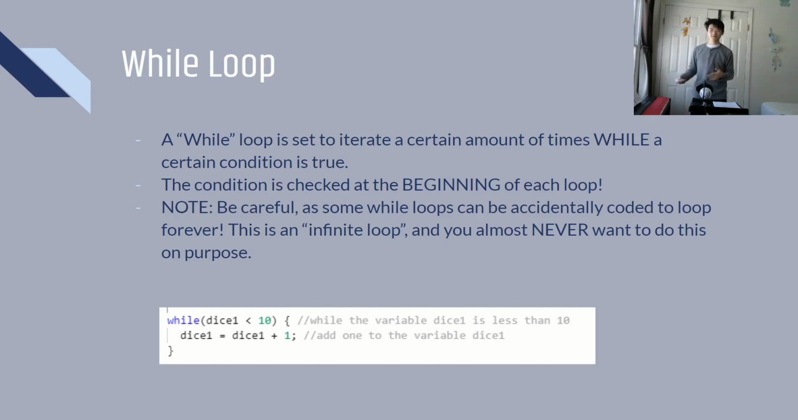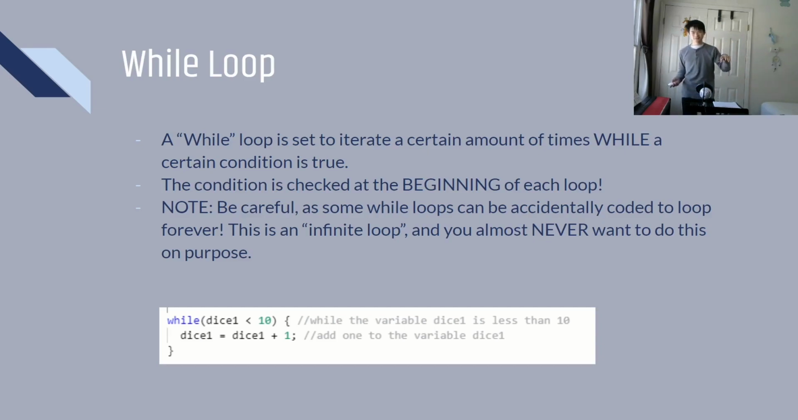Next up, we have a while loop. A while loop's a little bit easier to understand. It's set to iterate a certain amount of times while a certain condition is true, and the condition is checked at the beginning of every loop. So we have to be a little bit cautious with this one. Or actually, no, sorry, let me rephrase that.